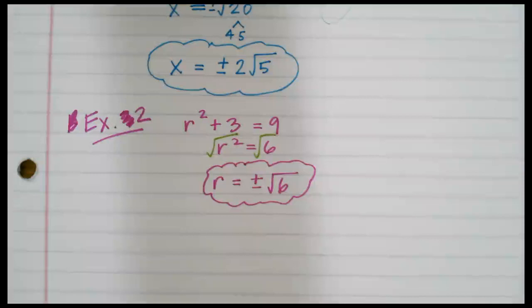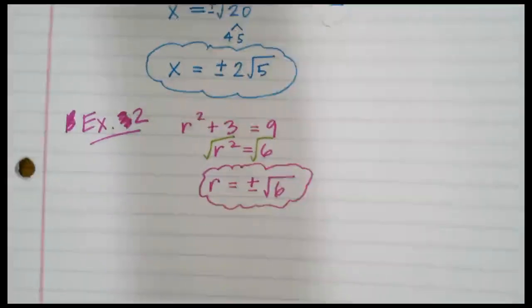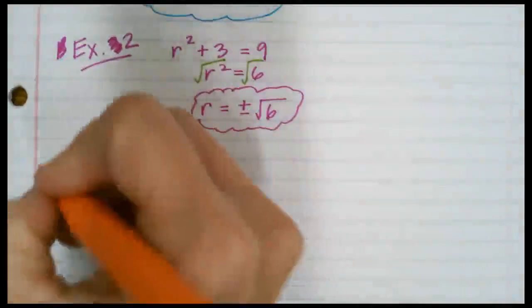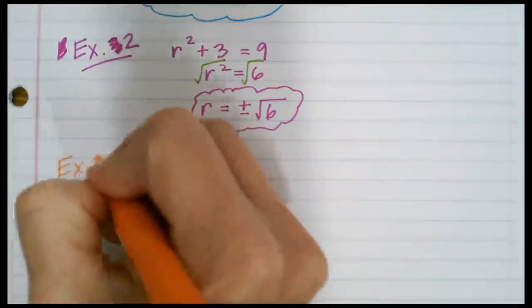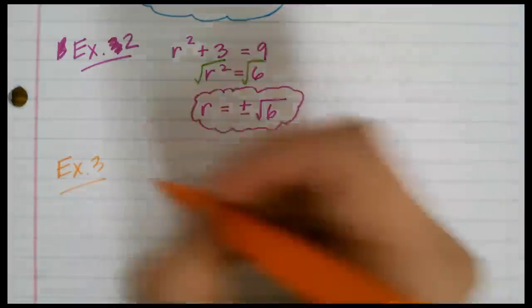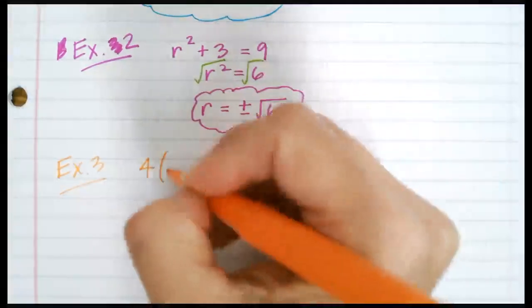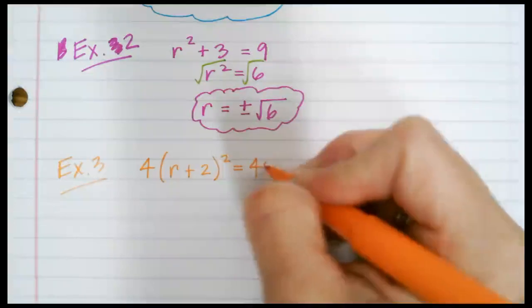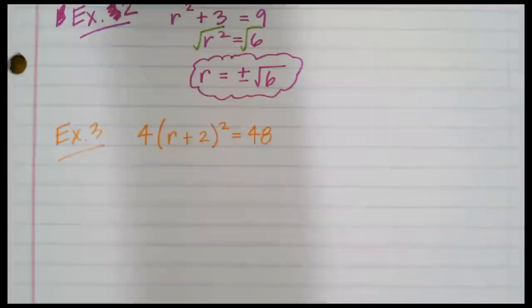So the steps to solving are going to be very similar. It's just that we need to get the r by itself. Once we get the r squared by itself, we take the square root of both sides and then solve. All right, last example, and I'm pretty sure the bell's probably going to ring while I am doing this one. So the same can happen if we have something like this. So I have 4 times r plus 2 squared equals 48. All right, so I need to solve for r.